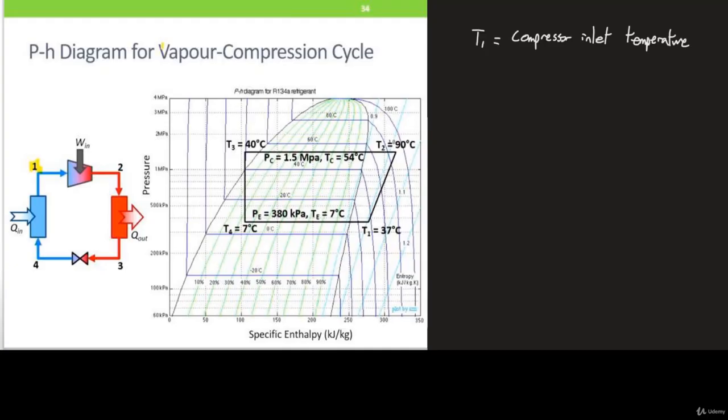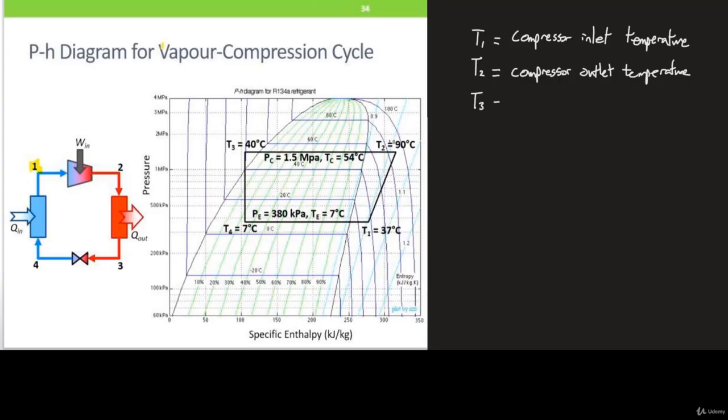So T1 is your compressor inlet temperature, and for this particular diagram, it is 37 degrees Celsius. After going through compression, it will go to point number 2. If you want to talk about the temperature at point number 2, it is actually your compressor outlet temperature.